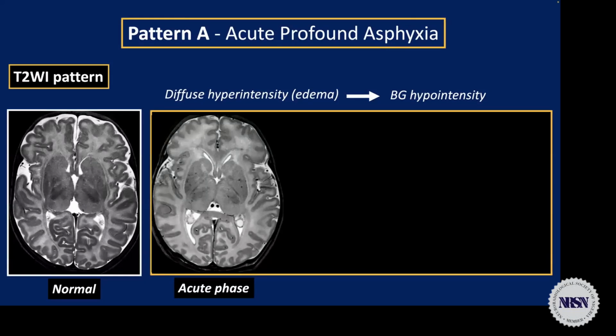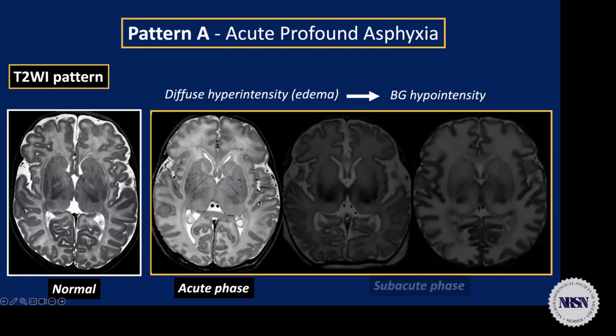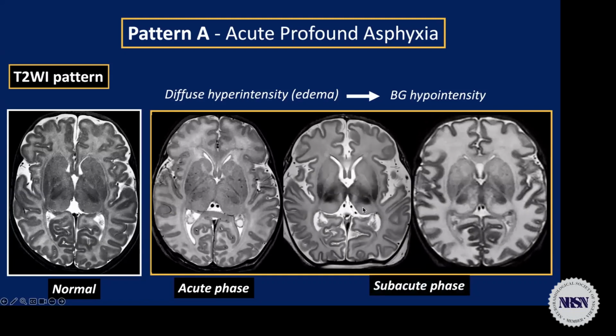How about T2? On T2 weighted image, this pattern is more difficult to understand. You can see in the acute phase how all the brain is hyperintense in comparison to a normal neonatal brain. This is due to a diffuse edema. In the subacute phase, in the severe damage, you can see this hypointensity in the VPL nucleus and in the posterior part of the lentiform nuclei.